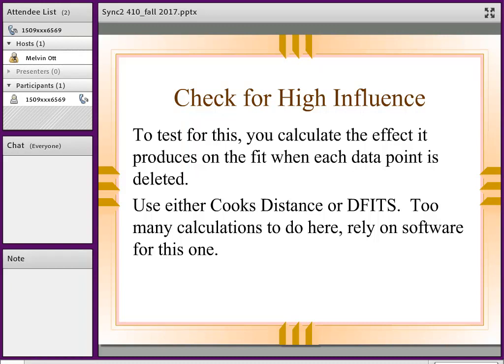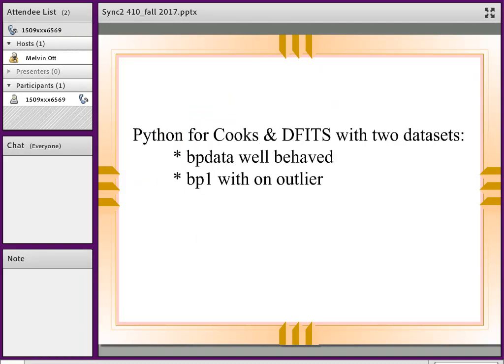All right, high influence. You want to calculate the effect that it produces on the fit when each data point is deleted. That's really a lot of work, so I don't want you to have to do that. We're going to figure out how to do this with Python. You're going to look at either Cook's distance or what's called DFFITS, and these are both discussed in your textbook. There are a lot of calculations to do to come up with this, but let's let the software do it for us and see what we can find.